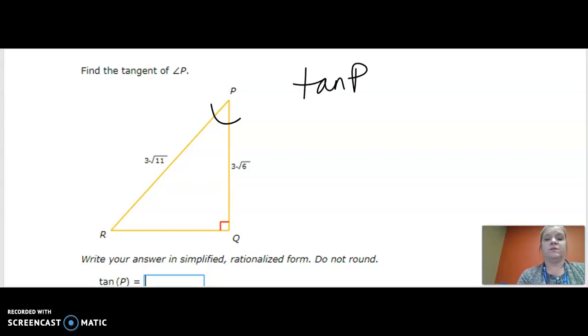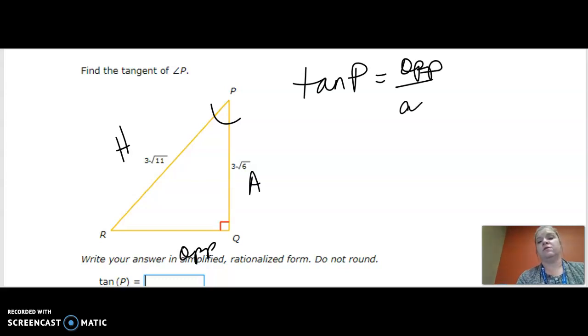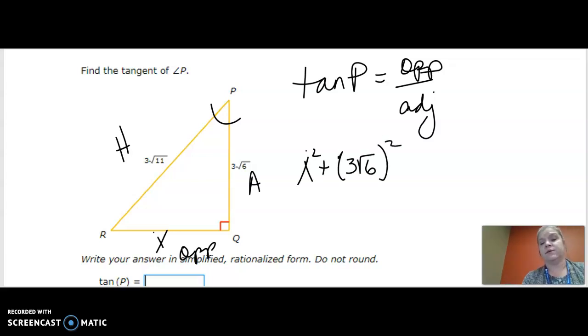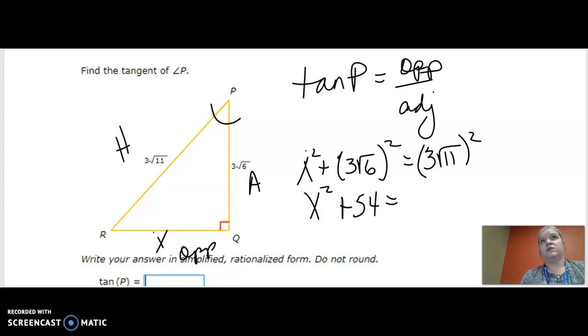Tangent P, here's P, here's your hypotenuse, here's your adjacent, and here's your opposite. And tangent is opposite over adjacent, and we don't know our opposite, so again we're going to have to use the Pythagorean Theorem. X squared plus 3 square root of 6 squared equals 3 square root of 11 squared. Square root of 6 times square root of 6 is 6 times 9 is 54. Square root of 11 times square root of 11 is 11 times 9 is 99. You can put those in the calculator and see what you get.